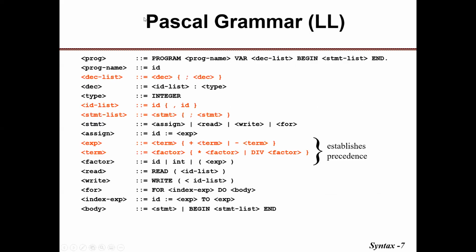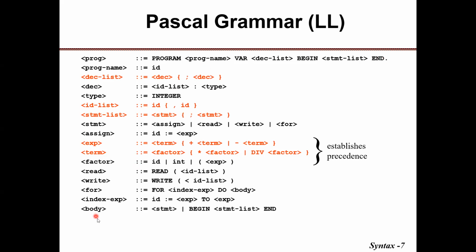The most top-level rule that we have for the program, the prog, is, let me make my little pointer a bigger pointer so you can see it. There we go. So the program, or the prog, is defined to be the reserve word program followed by the rule prog name, followed by the reserve word var, followed by the rule dec list, followed by the reserve word begin, followed by the rule statement list, followed by the reserve word end, followed by the period. Okay, so that's just like we saw before.